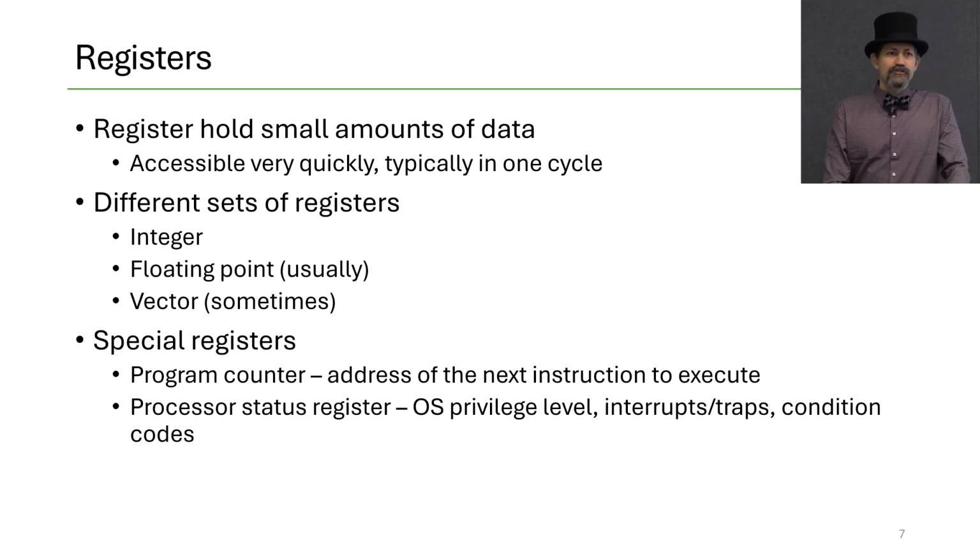The processor status register will also keep track of information like the privilege level. Are we executing inside the operating system or inside an application that would have lower privilege? What is the setting of interrupts and traps? Are interrupts enabled or disabled? And what is the status of condition codes that tell us where we might want to branch next?